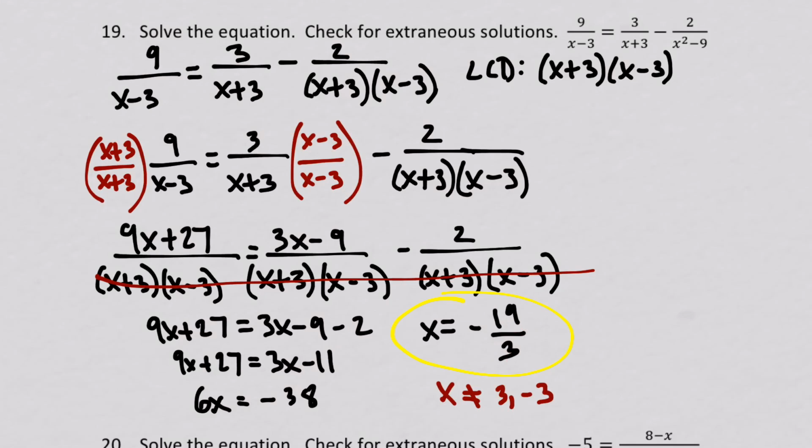And that is an actual solution because my excluded values were 3 and negative 3, and so they don't contradict each other. So your solution is x equals negative 19 over 3.